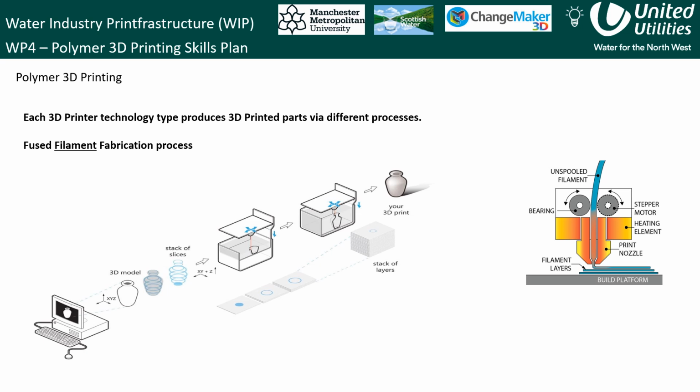The image on the right demonstrates the printing nozzle. This is part of the fused filament fabrication printer using filaments that heats up the plastic and deposits the molten material one layer at a time onto the build platform.